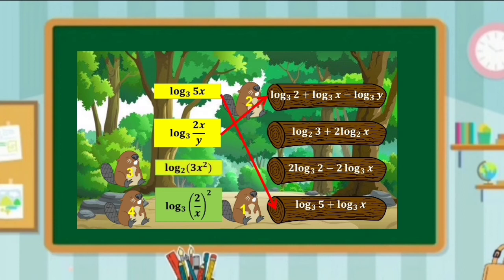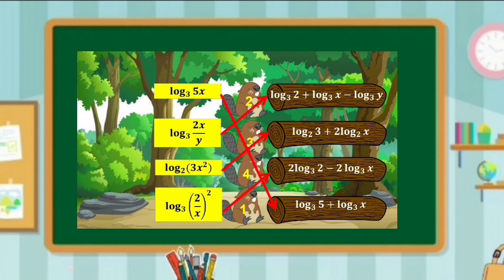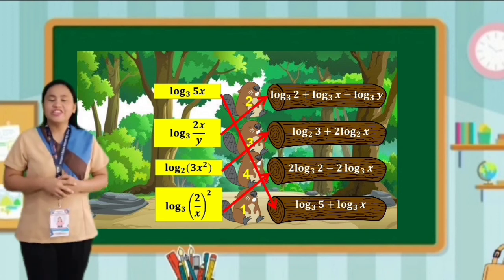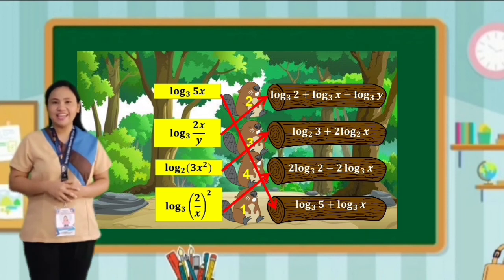Number 3, log of 3x squared to the base 2 is equal to log of 3 to the base 2 plus 2 log of x to the base 2. Number 4, log of the quantity 2 over x squared to the base 3 is equal to log of 2 to the base 3 minus 2 log of x to the base 3. Did you get it all right?